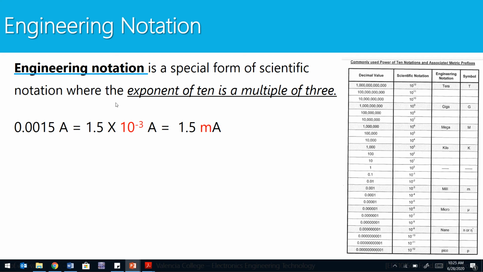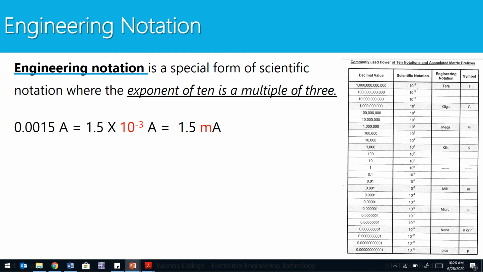Now, that 10 to the negative 3 is going to be replaced with an engineering prefix. Looking at your table, 10 to the negative 3 is going to be replaced with the prefix milli, which is represented with a lowercase m. So our number becomes 1.5 milliamps.